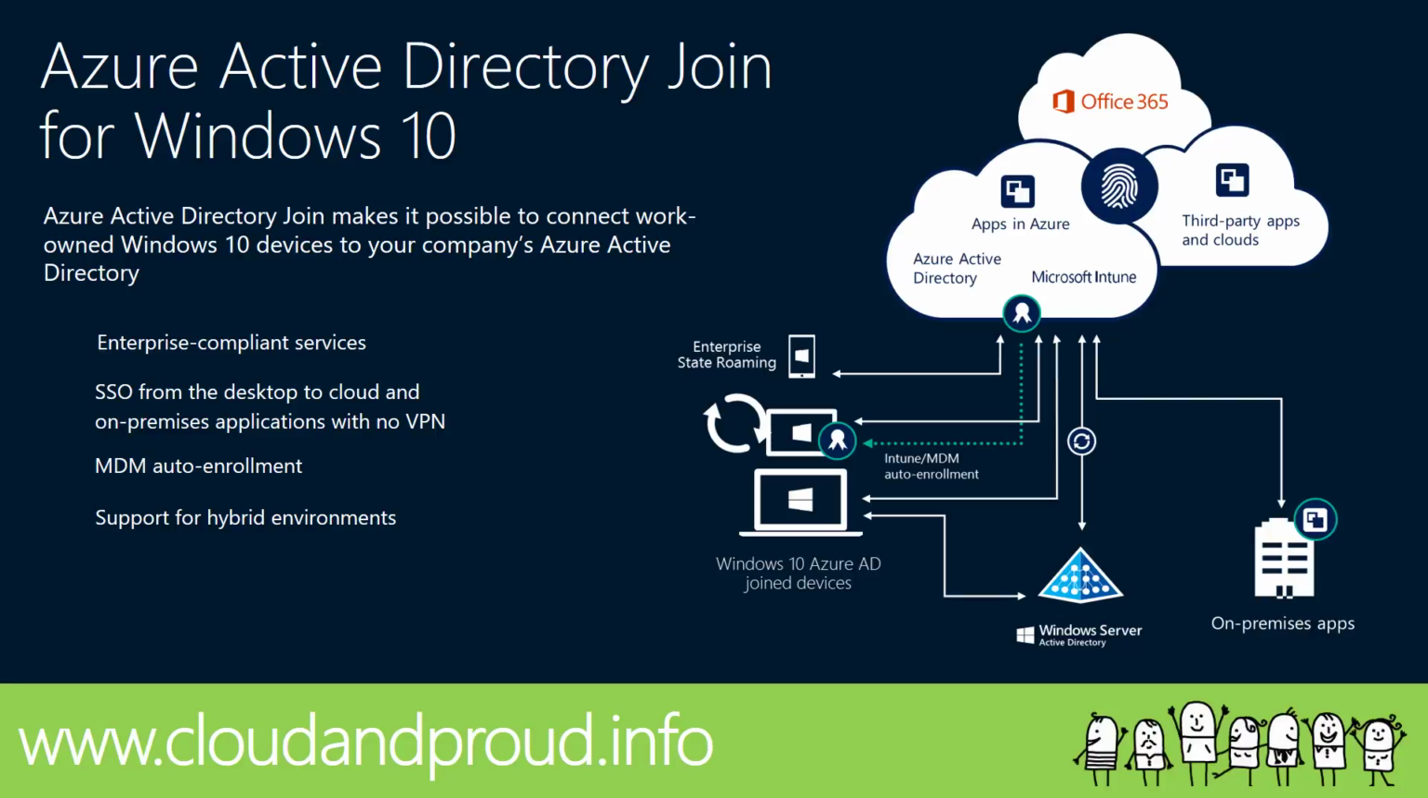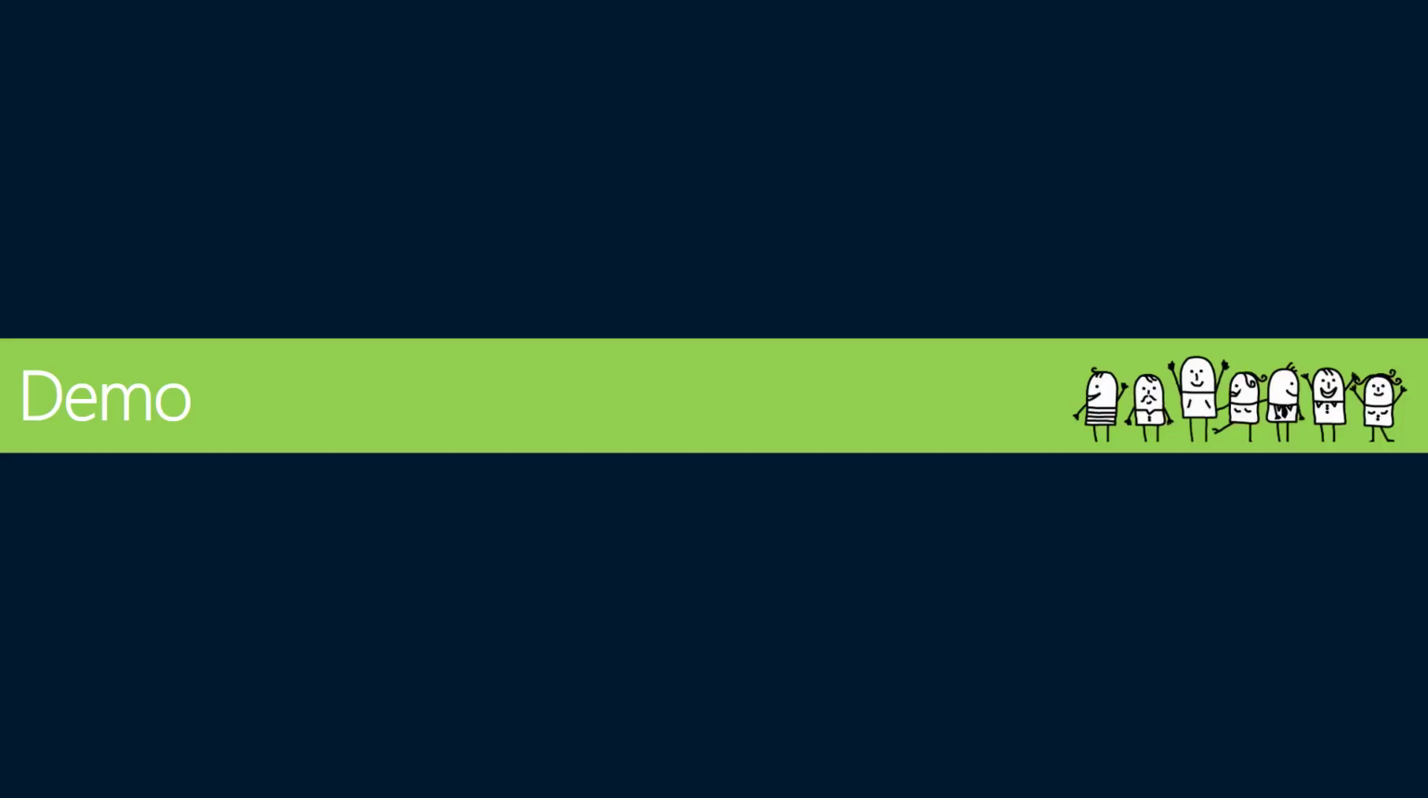Once done, they have single sign-on access to all applications that use Azure AD for authentication, including the Azure AD Access panel at myapps.microsoft.com. What's more, administrators are able to take advantage of automatic MDM enrollment and conditional access even on users' personal machines when joined to the directory. Let's take a look at this in practice.